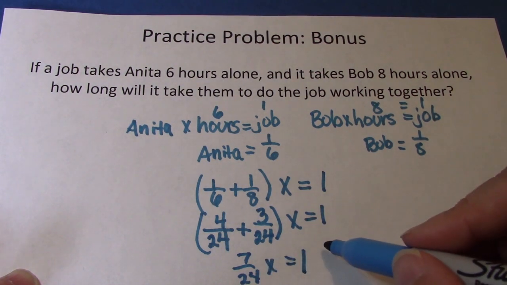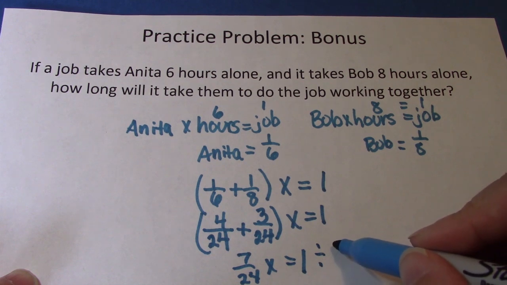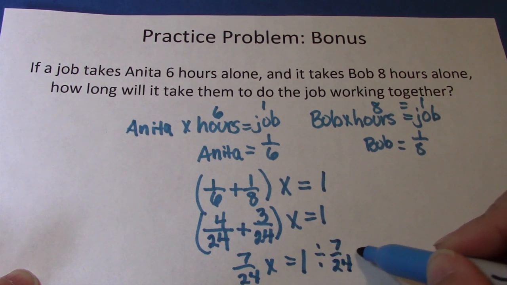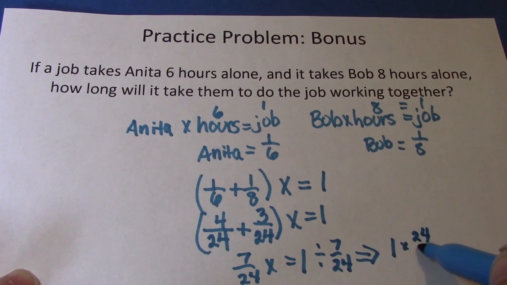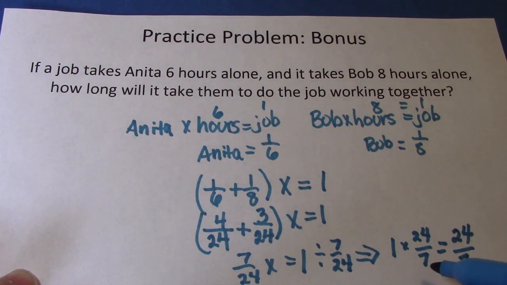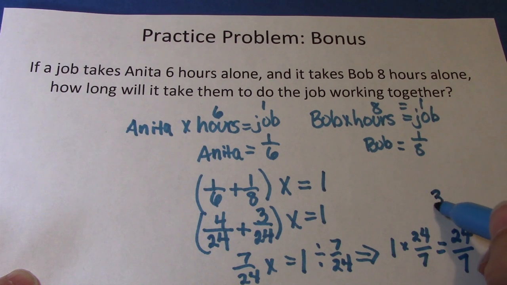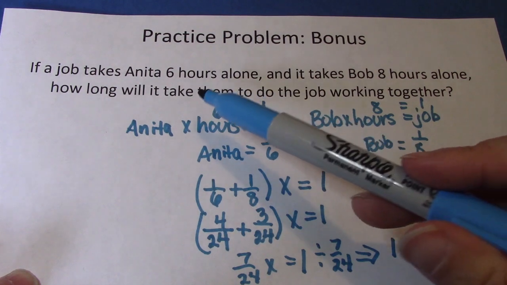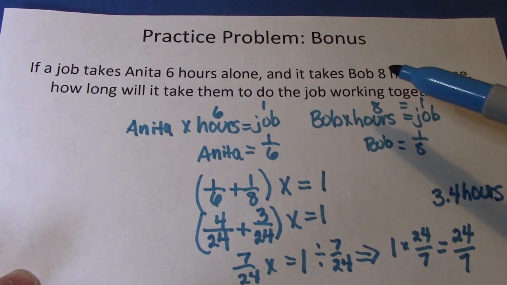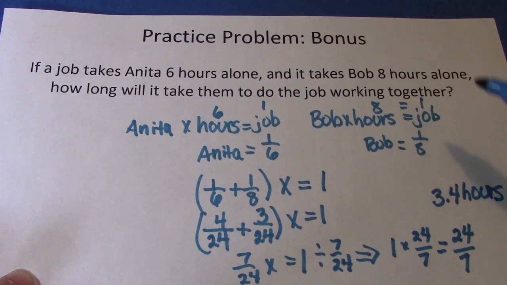I need to divide both sides by 7/24ths. If I divide by 7/24ths, that's the same as multiplying times 24 over 7. So the answer is 24/7 of an hour. If I actually went to a calculator to do that, what we get is that that is 3.4 hours. And that makes sense because it should be less than Anita's 6 hours, but it's not completely half of the hours for Anita. It's a little bit more than half of her hours because Bob works a little bit slower.